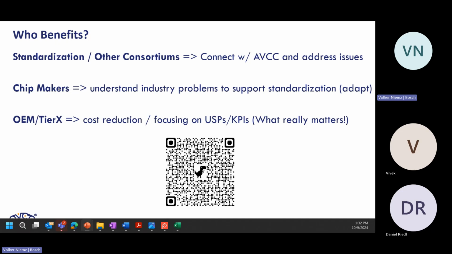But it's also good for tool makers or other software companies. If they have potential solutions, they should come forward and present them even to us, and then together we might promote the standards a little bit more. What is it for the chip makers? They can understand the problems we are facing today, and they can improve their software. So it's on them if they want to adapt to standards.